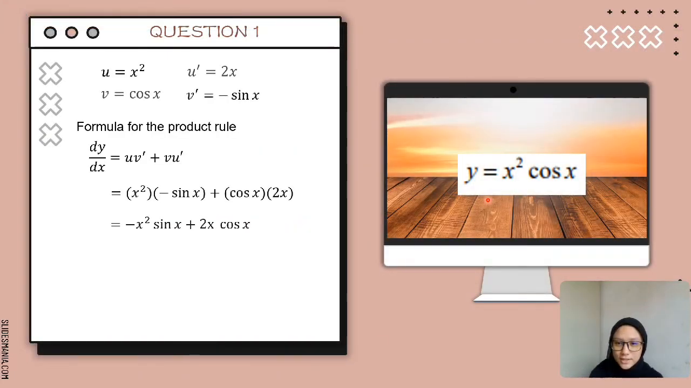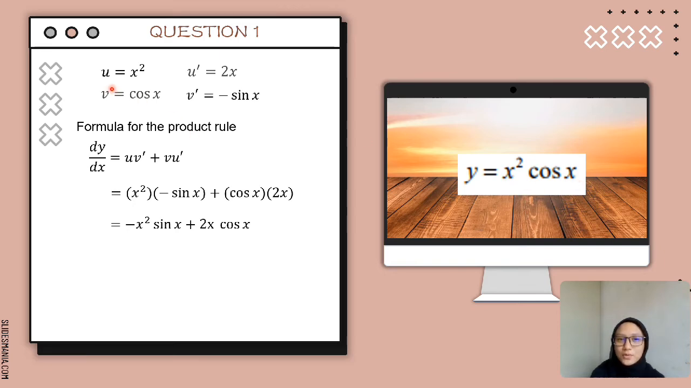For the first question, we get y equals x squared multiplied with cos x. When we see the terms are multiplied, we should use the product rule, because the product rule is applied when two parts of the function are being multiplied together. First things first, we should determine the u and the v, where u is usually the first part of the function, while v is the second part of the function.